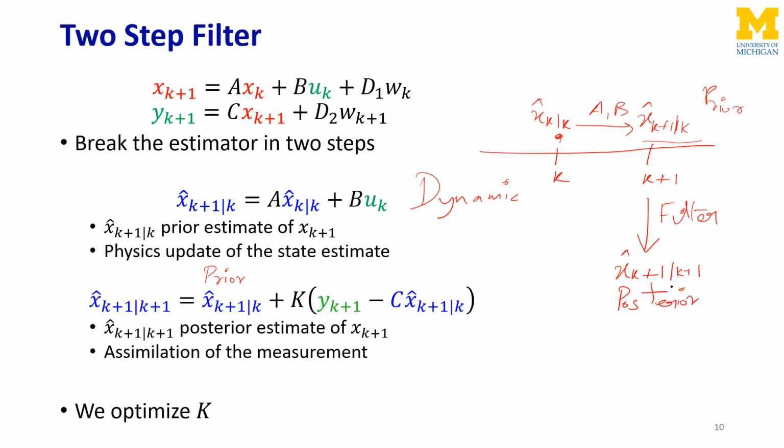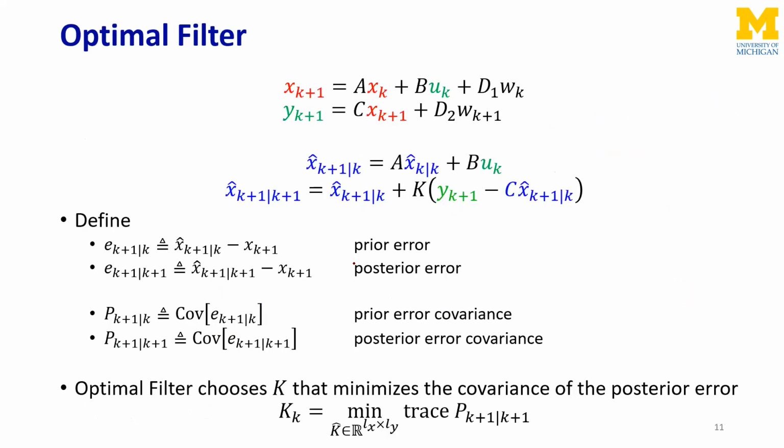And these are standard terms used in the Kalman filter literature. And like we did the last time, we're just going to optimize this gain k. And let's see how we do that. So we have to define a bunch of errors and covariances like we did last time. So this is our real system, and this is our estimator, which is broken down in two parts. This is the dynamics, and this is the filter part.